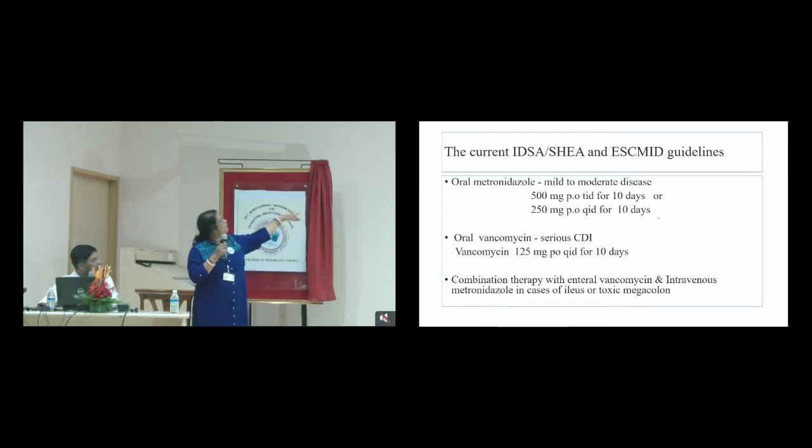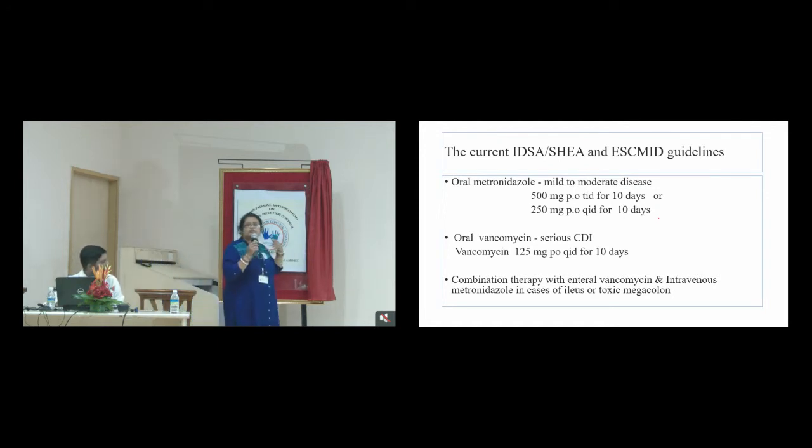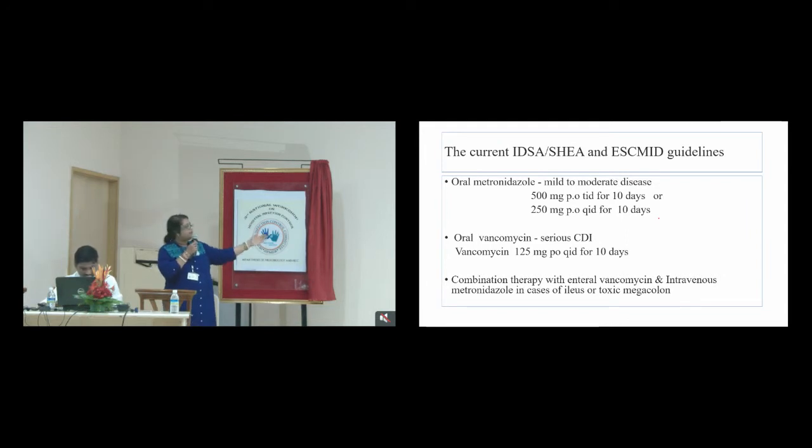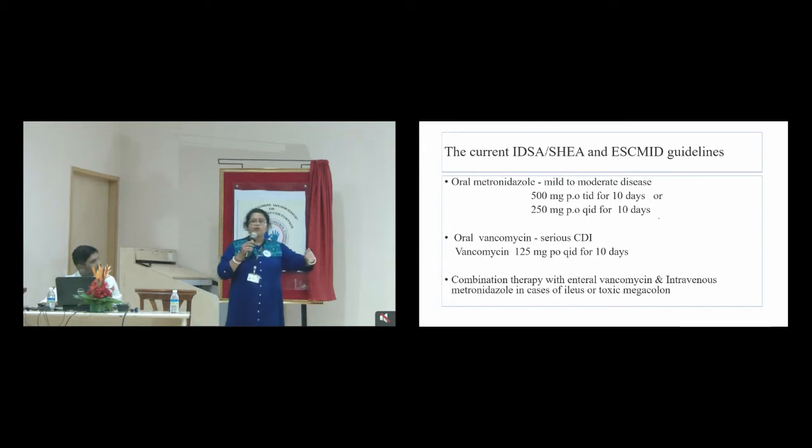Okay, so oral metronidazole needs to be given for mild to moderate disease, and oral vancomycin needs to be given for serious CDI infections. But if the patient has ileus or toxic megacolon, which are complications, then switch over to enteral vancomycin and intravenous metronidazole. But metronidazole is most commonly used. Vancomycin should be used with a little precaution because of the risk of transmission of VRE.